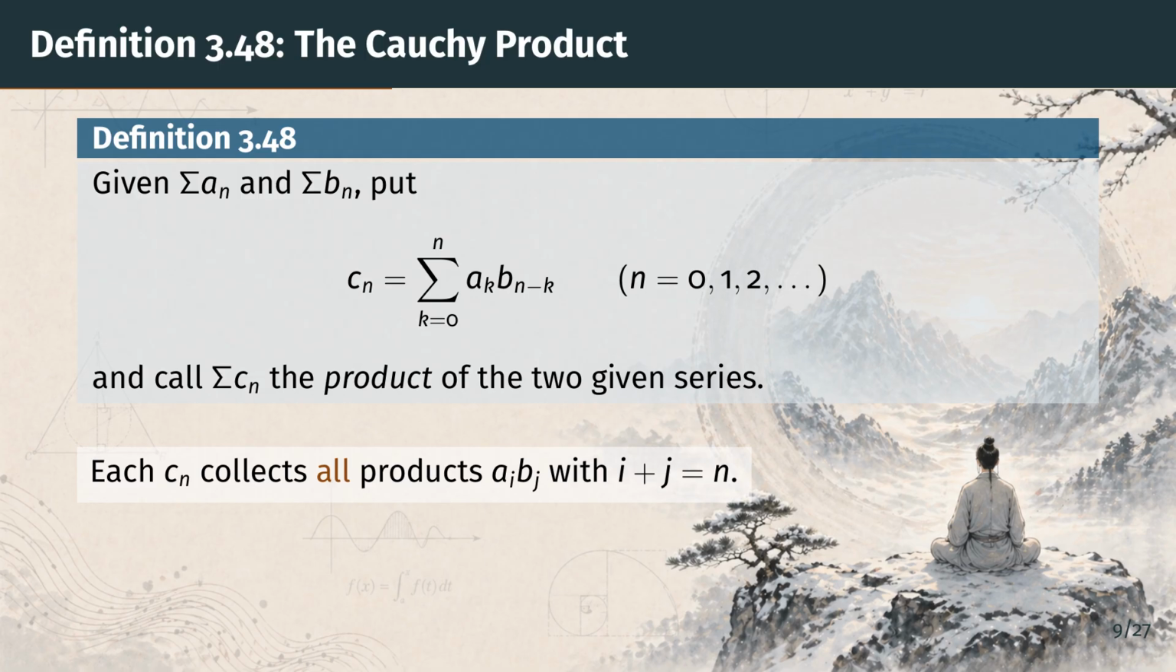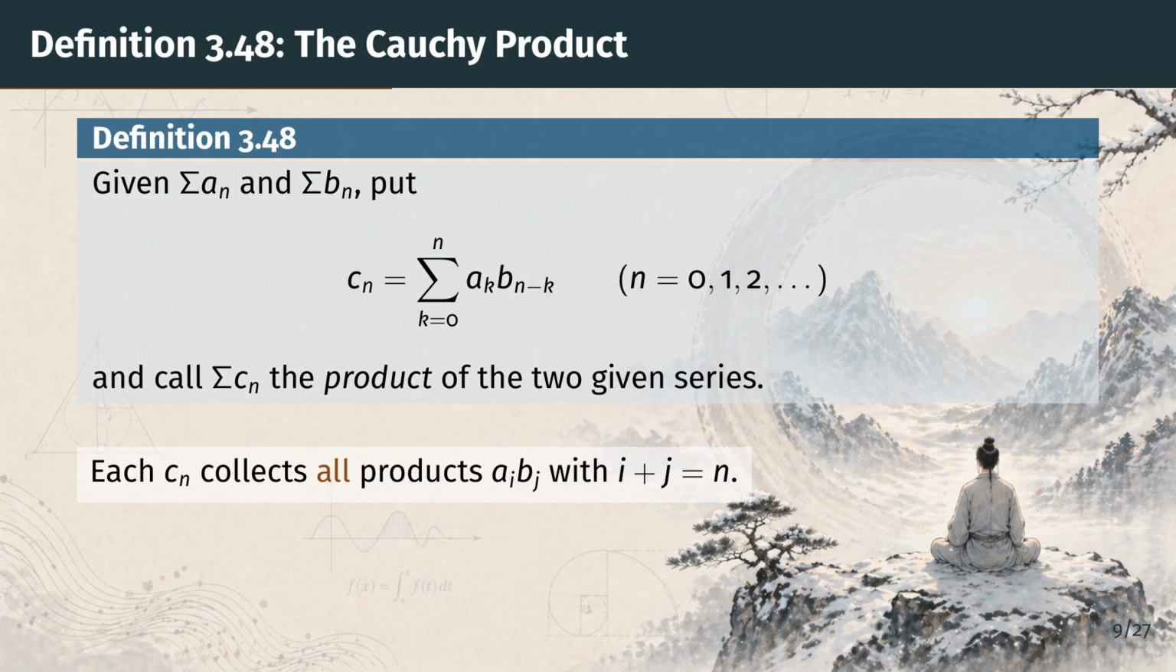Here is the definition. Given two series, we form a new sequence, C sub n, defined as the sum over k from 0 to n of A sub k times B sub n minus k. The series of these C sub n is called the product of the two given series. Look at the line below the box to see what this formula really says.